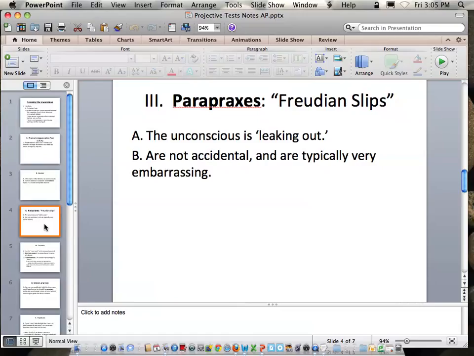The third way Freud believed that we gained access to the unconscious was through what he called parapraxes, or Freudian slips. He believed that Freudian slips were the unconscious leaking out. He did not believe that Freudian slips were accidental, and in fact, they were generally very embarrassing for people, and most often Freudian slips are sexual in nature.